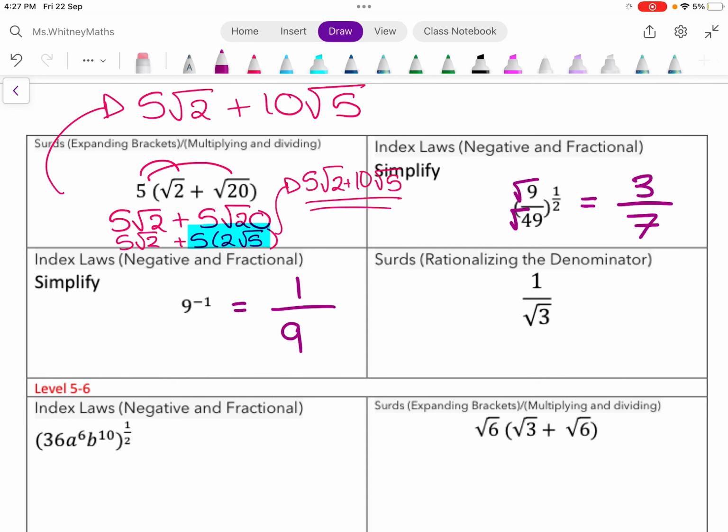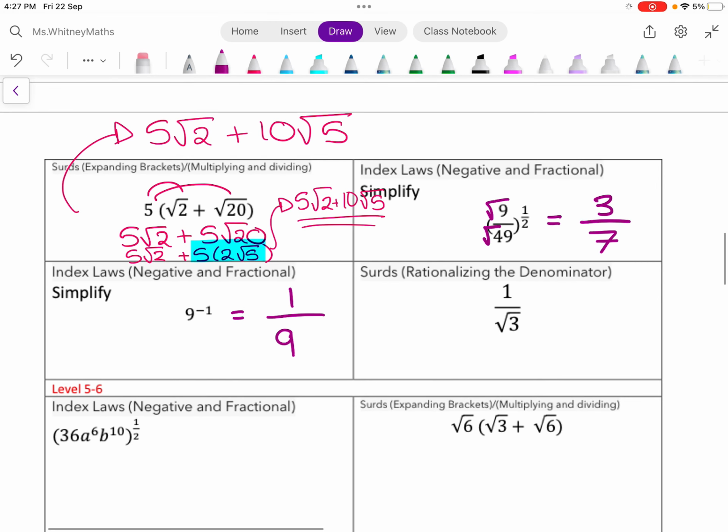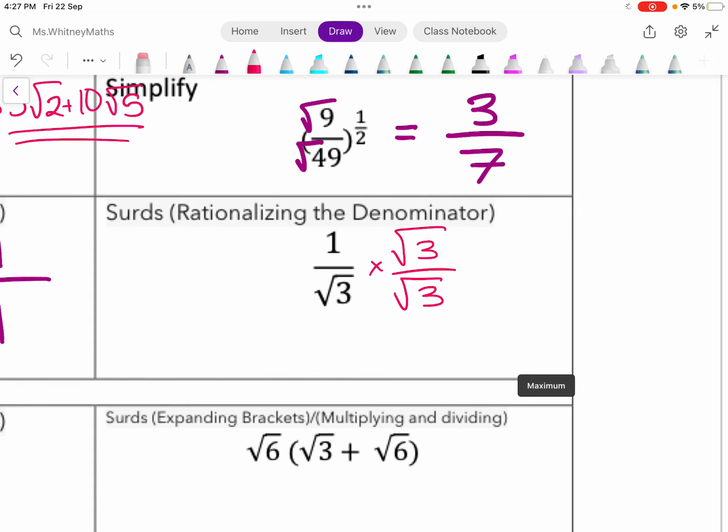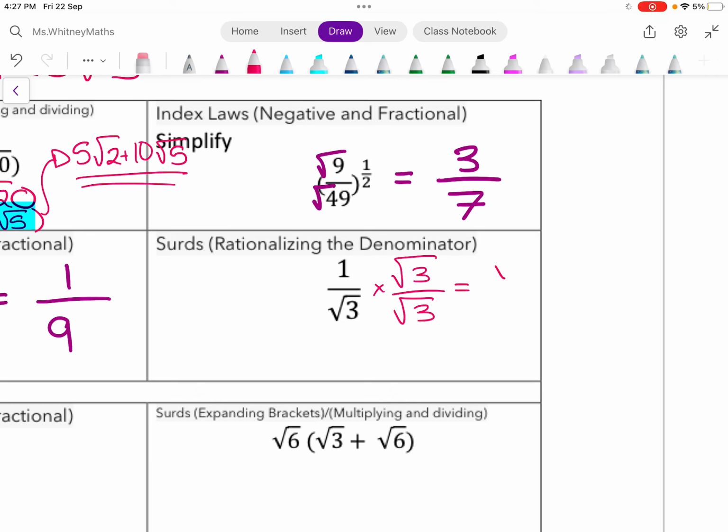Next one, rationalizing the denominator. So when we rationalize, our method is to multiply by something that equals 1. So root 3 over root 3 equals 1, but can also cancel out at the bottom. And when I mean cancel out, what's going to happen here is now I get root 3 on the top because I'm doing 1 times root 3. And on the bottom, I'm going to have root 3 times root 3, which is just root 9.